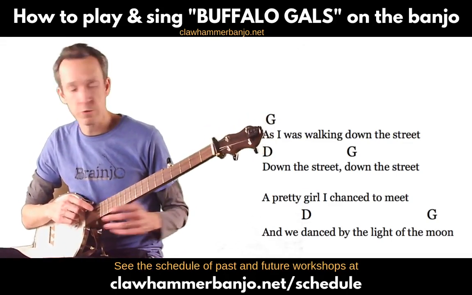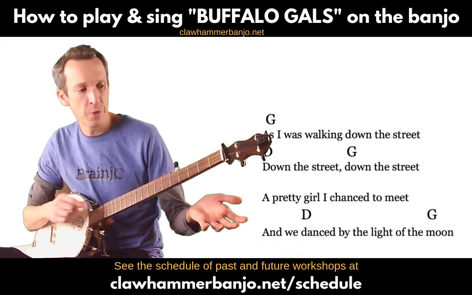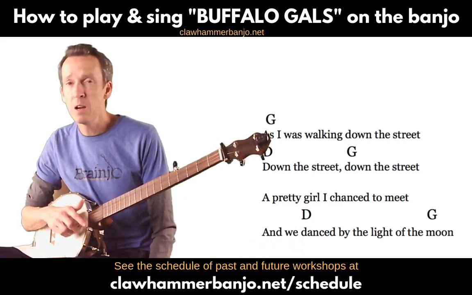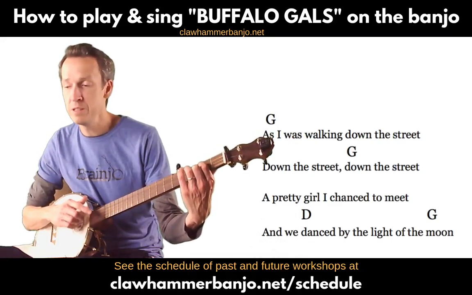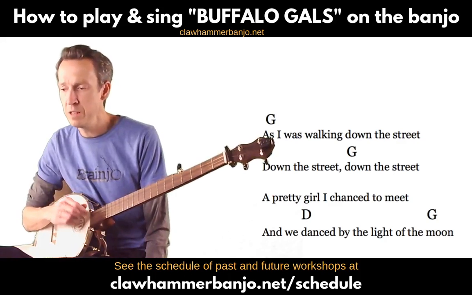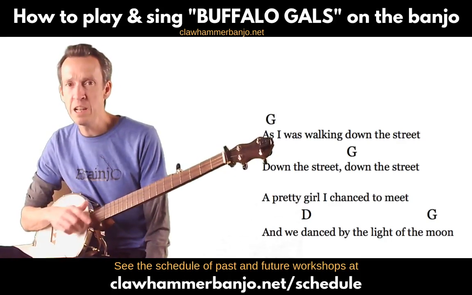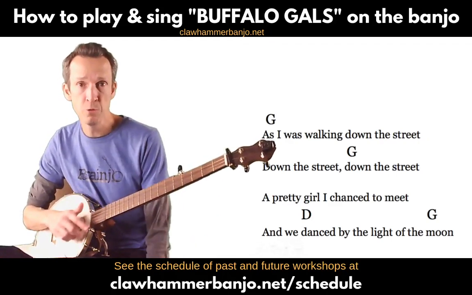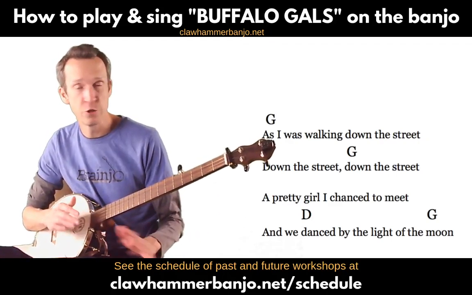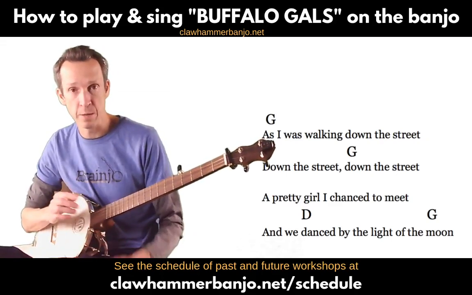Chord progression that you see on the screen, we start with the open G, open strings of the banjo. As I was walking down the street, move to the D, down the street, back to the G, down the street. A pretty little girl I chanced to meet, we D, dance by the light of the, back to G. So just G's and D's. Just G's and D's throughout all the singing parts.